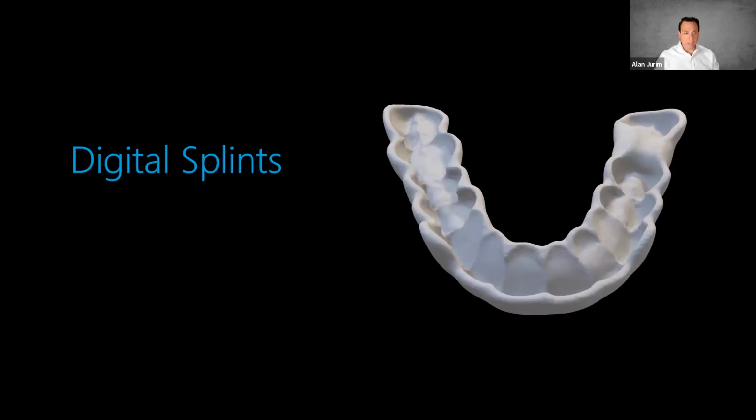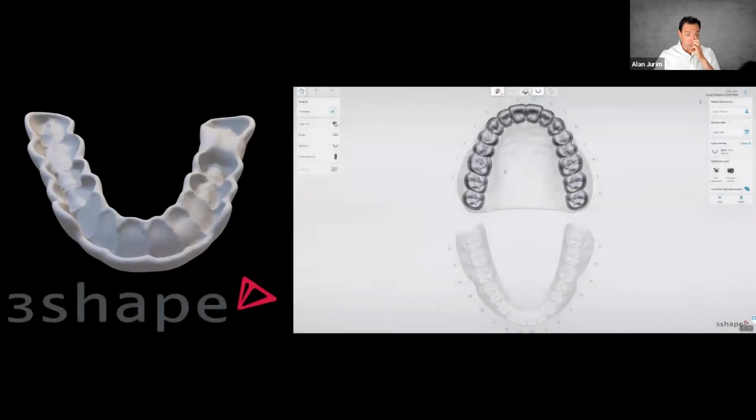lost over time. And so digital splints really become effective in treating not just patients who maybe don't have any pathology of the joint, but to prevent that from forming in the future, as well as to treat patients with bite splint therapy. So it's a very effective way for us to produce different style splints in-house.